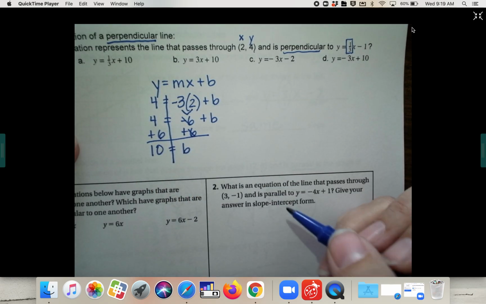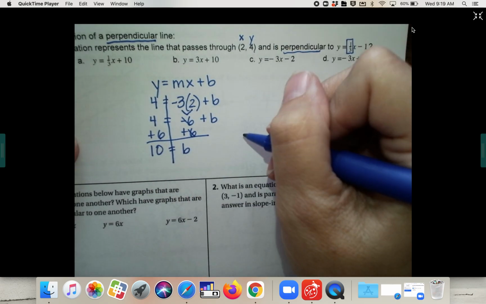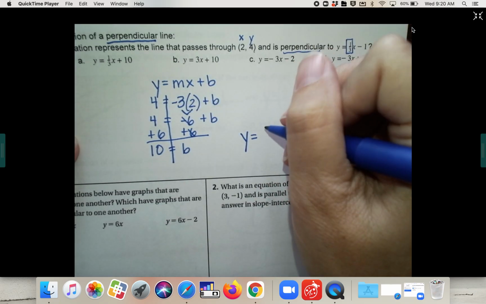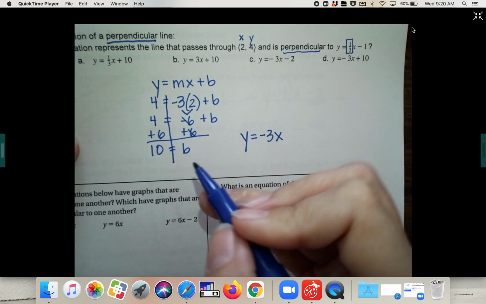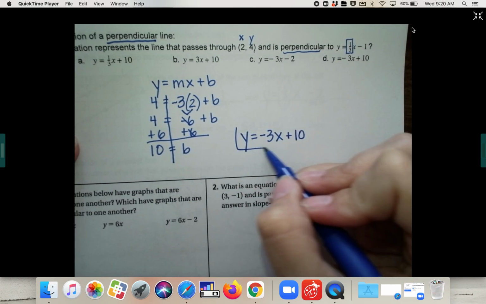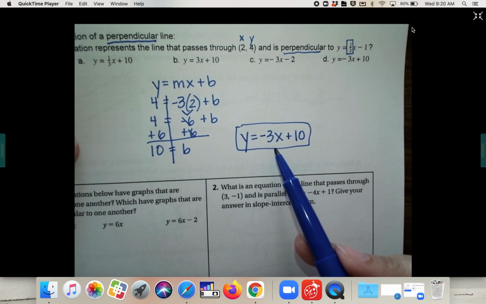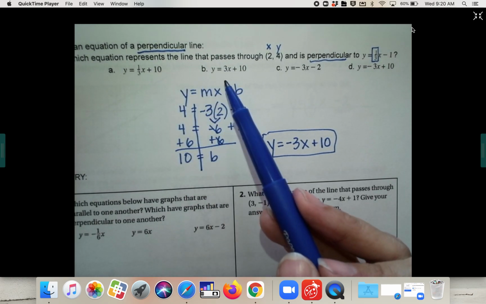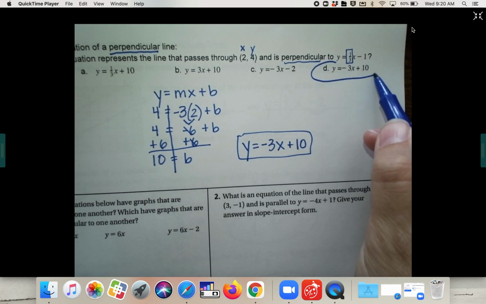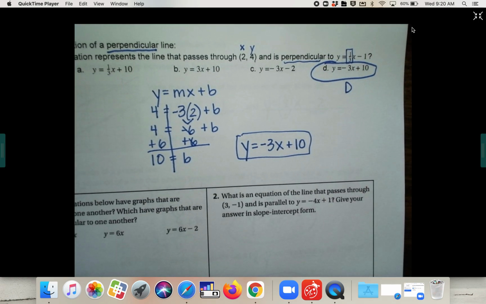So if you put it all together, now we're done with the x and the y, we can go back to just y equals. Our opposite reciprocal slope is negative 3x, and our b that we just solved is 10, so plus 10. So what we're looking for is which one of these is negative 3x plus 10. Not A, not B, not C. Yes, D. So our answer to this one would be D.